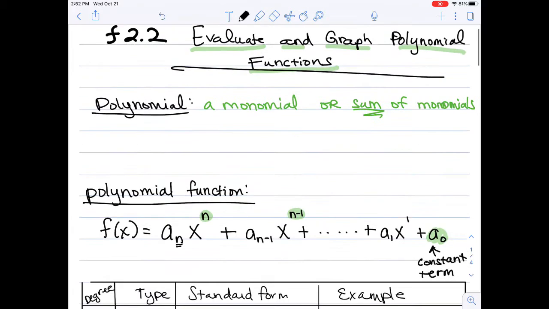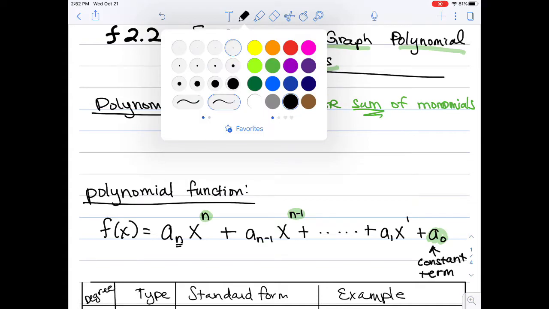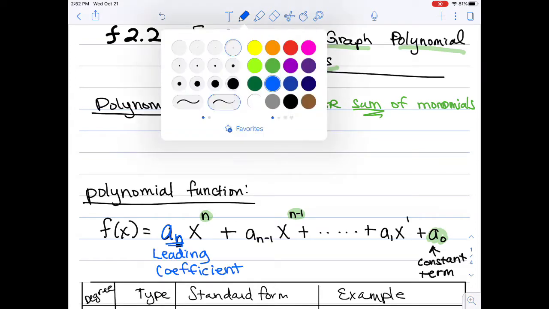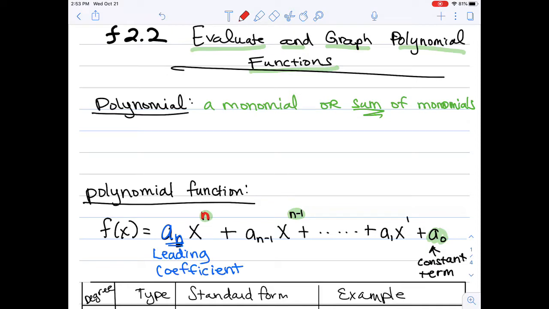And you should be writing this down in your notes. Again, this right here, a sub n, is called the leading coefficient. And this right here, this n is the exponent. We call the highest exponent the degree. And the ones that I've just highlighted here are really important: constant term, leading coefficient, and degree. Those are all really important, and you'll see why in just a minute.